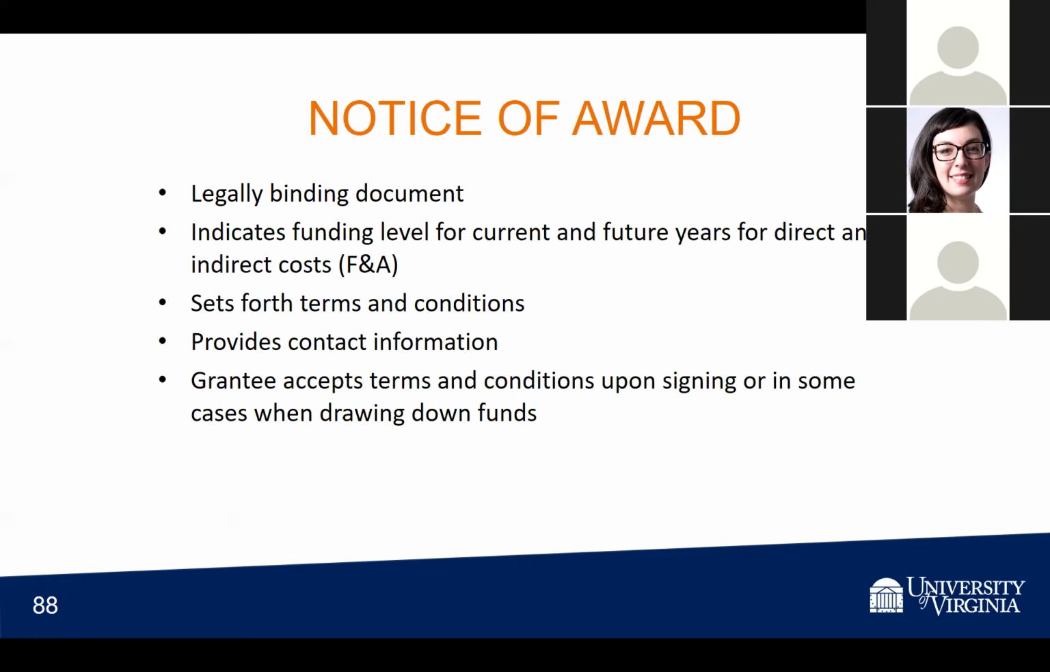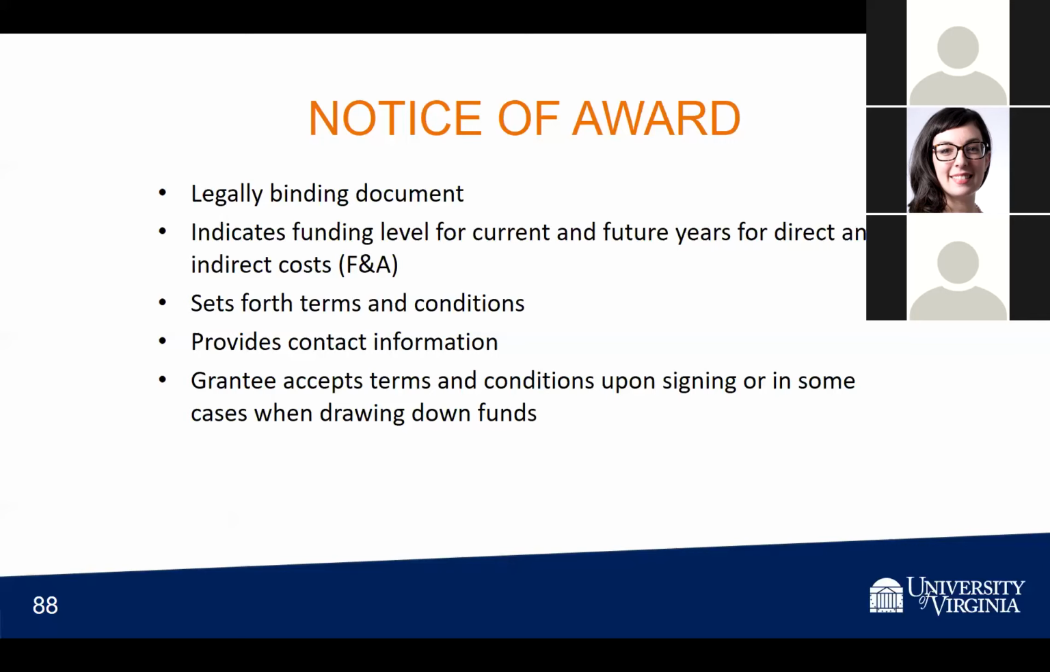A notice of award should include the funding level for the current and possibly future years. And it should detail direct and indirect and other budget information as applicable, such as cost share and payment terms. It's going to set forth terms and conditions that relate to prior approval, programmatic changes, ownership of IP, of equipment, use of name, and a whole host of categories. If there are human subjects, there's going to be a lot of things about possibly HIPAA or human subject data.